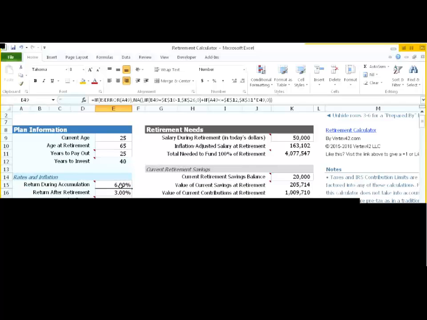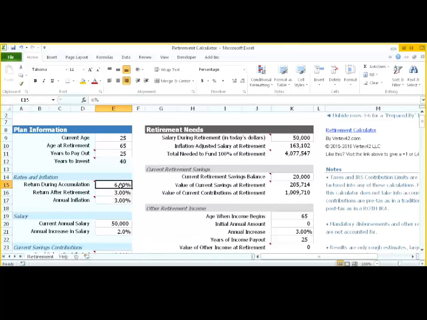So we're looking at the significance of this number right here, the return during accumulation. We used a 6% number. That's conservative. And just to show you the difference in the final amount, where does it tell you that? Oh, here's the value of the savings.